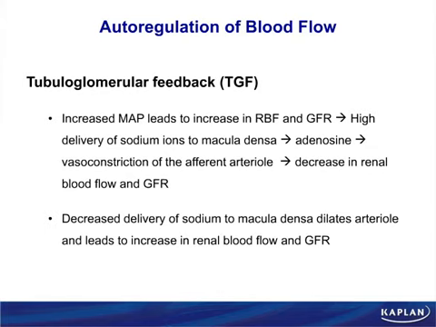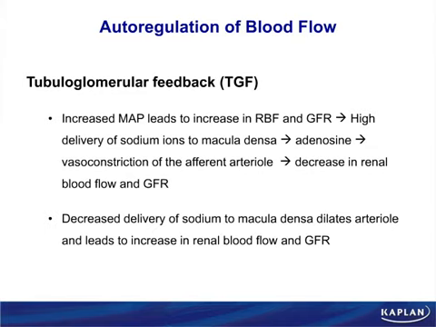Now, the macula densa, if you look at the anatomy, is located very, very close to the afferent arterioles. This adenosine leads to vasoconstriction of the afferent arterioles. When you vasoconstrict the afferent arterioles, that leads to a decrease in the renal blood flow, as well as a decrease in the GFR.